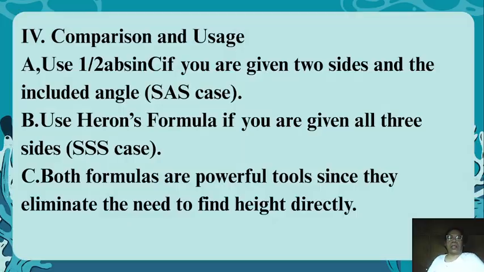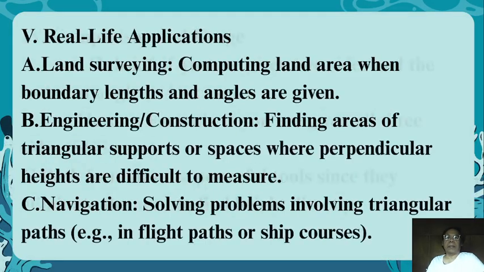Comparison and usage. Use 1/2 ab sine C if you are given two sides and the included angle, the side-angle-side case. Letter b, use Heron's formula if you are given all three sides, the SSS case, side-side-side case. So both formulas are powerful tools since they eliminate the need to find height directly.